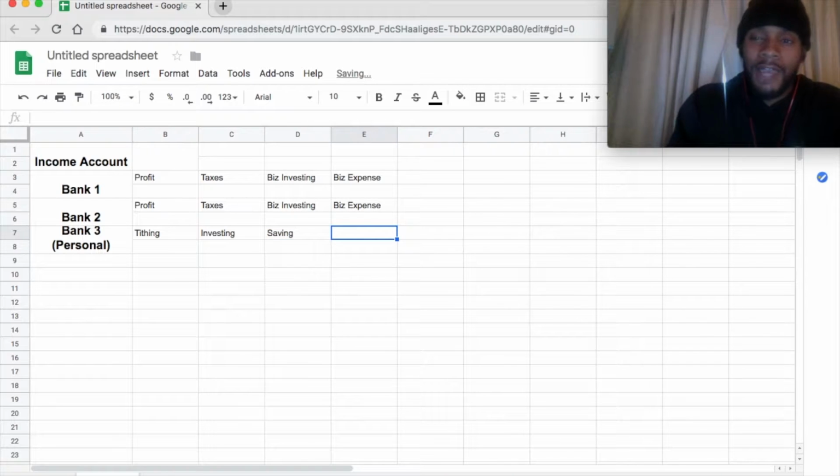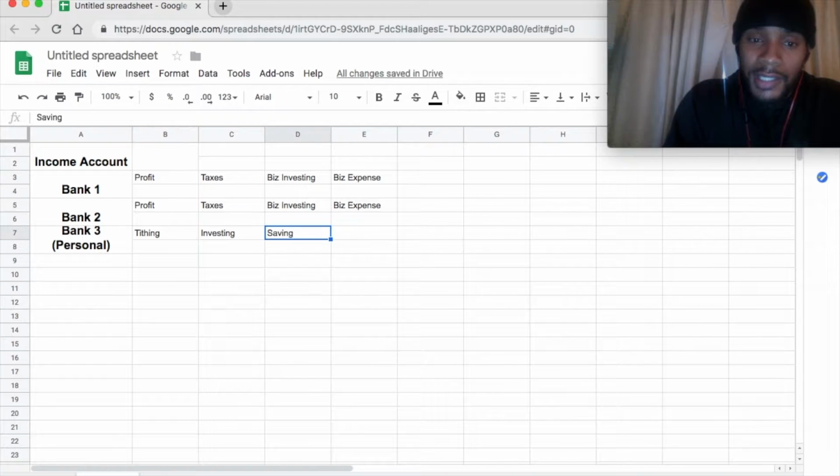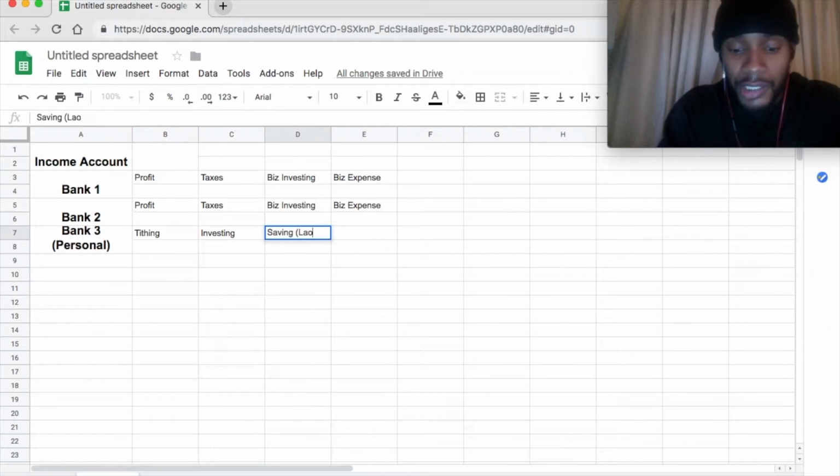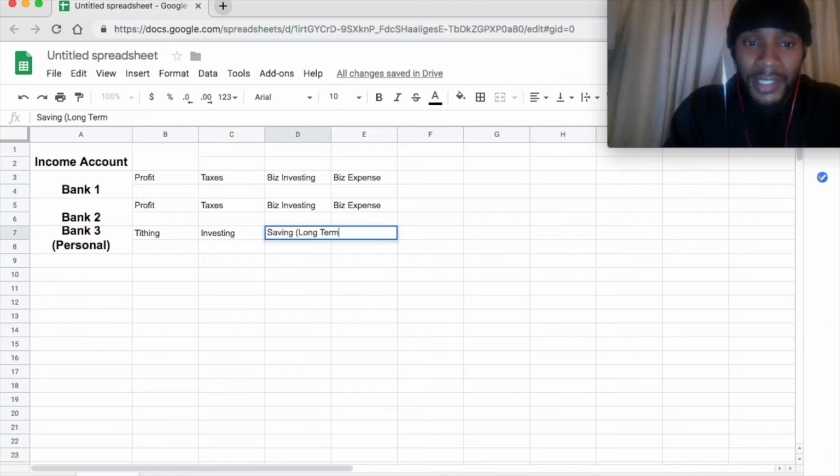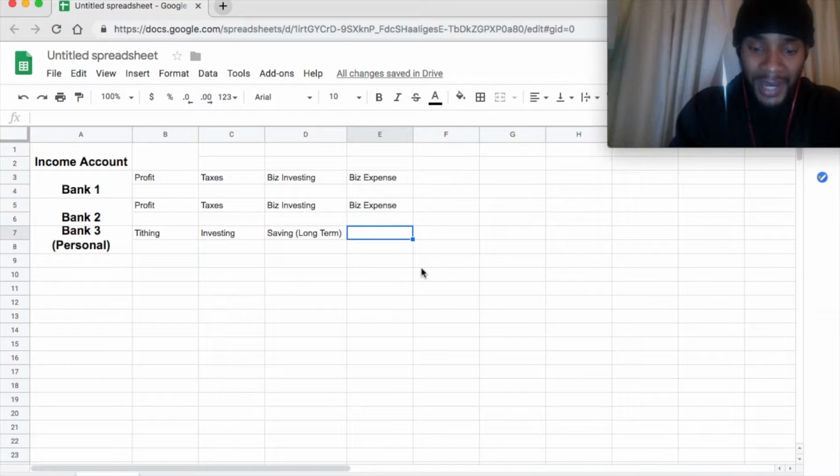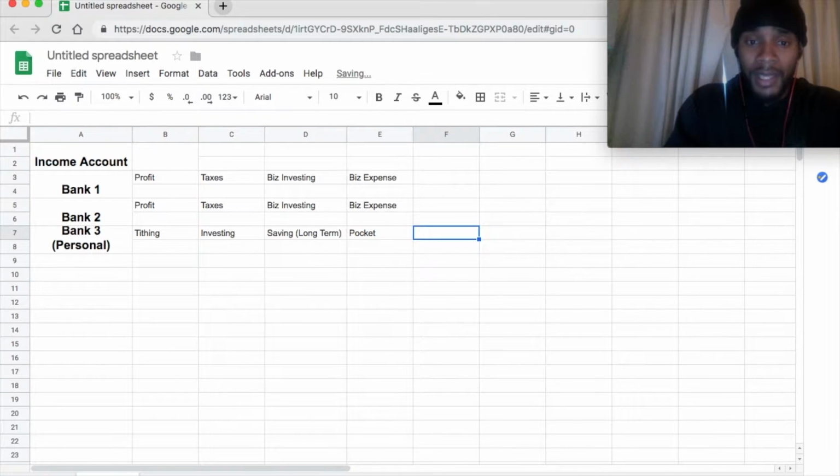I put it as savings because it's the long term investing. You don't really want to save money because it depreciates. So this is more like a long term investing. And then outside of that, you have what you keep in your pocket. So you break it all down and you keep what's left in your pocket.